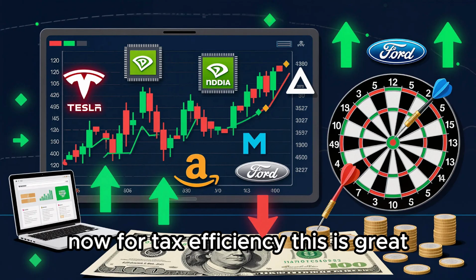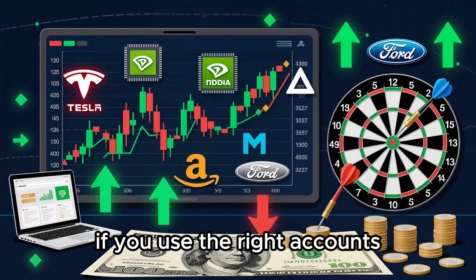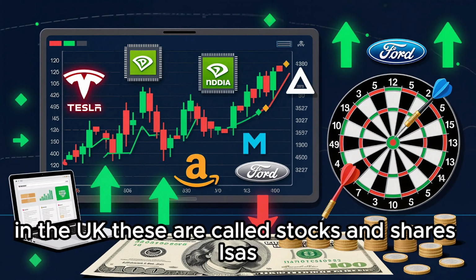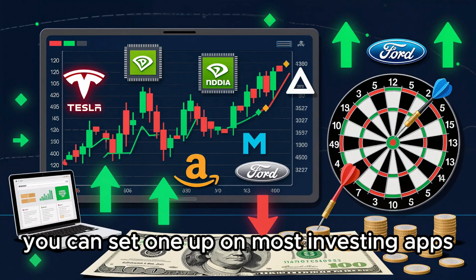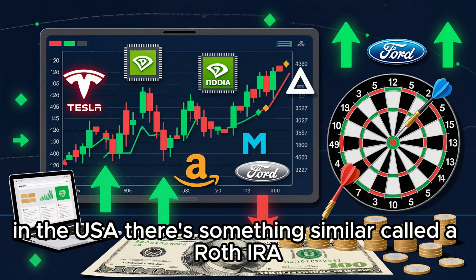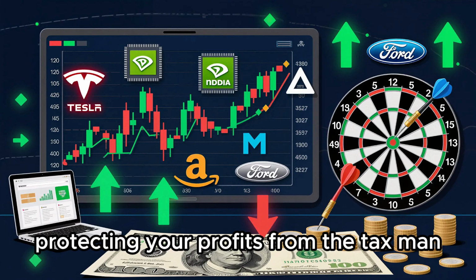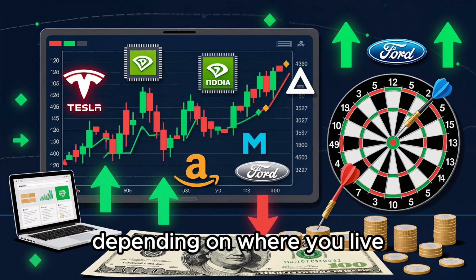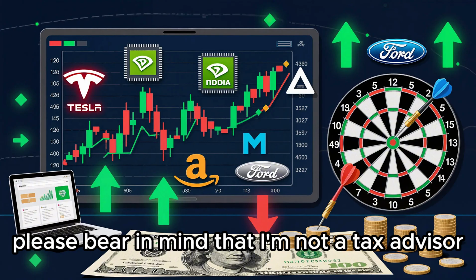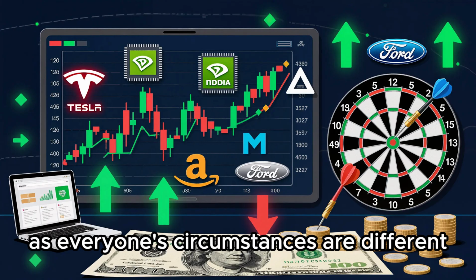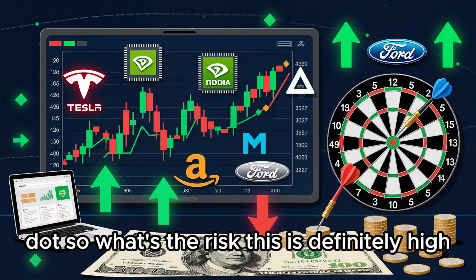Now, for tax efficiency, this is great. If you use the right accounts, then you can reduce your tax burden. In the UK, these are called stocks and shares ISAs. You can set one up on most investing apps and any profits you make are safe from taxes. In the USA, there's something similar called a Roth IRA. These accounts work like a shield, protecting your profits from the taxman. While there are different rules depending on where you live, the idea is the same. Please bear in mind that I'm not a tax advisor, and you should do your own research as everyone's circumstances are different.